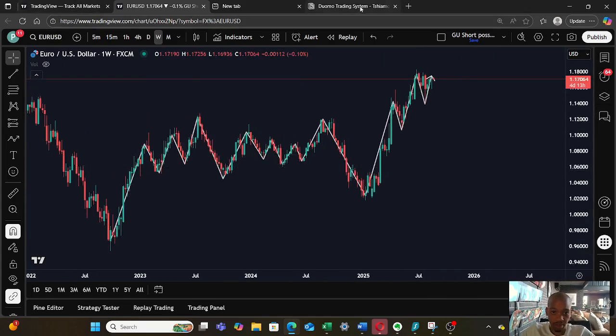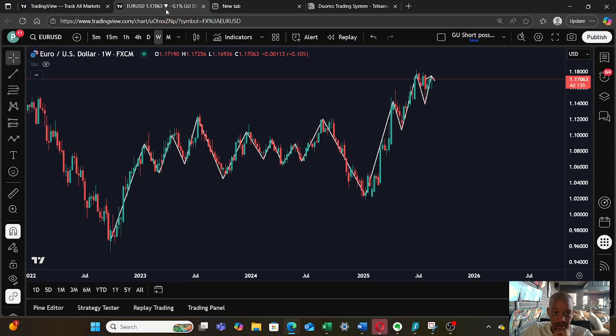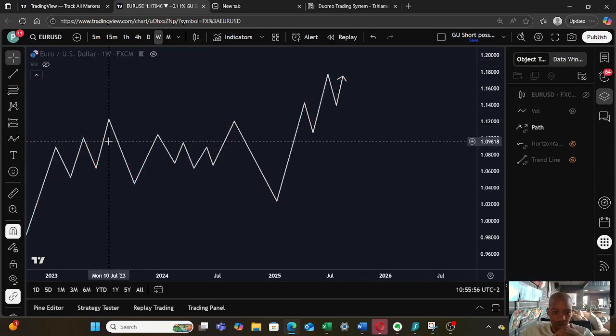So first step done. Next step, make a comment about the structure characteristics and include the screenshot in Notion. I'm going to actually get rid of this part that says to include a screenshot in Notion, because we're only going to put it in Notion if we have a context score that's greater than 7. Cool. Let's see what we have here.